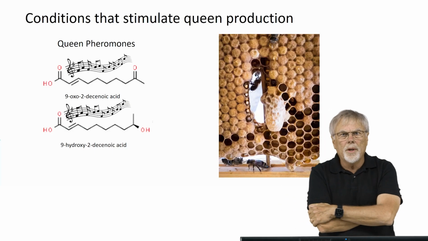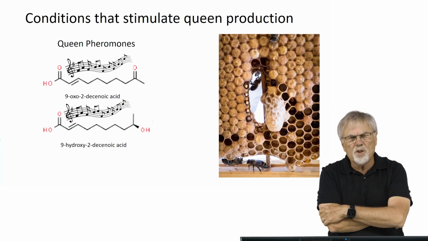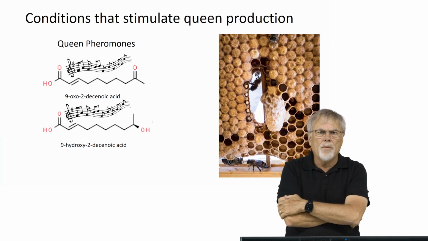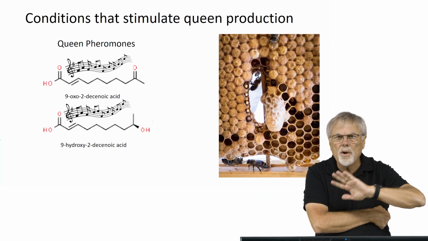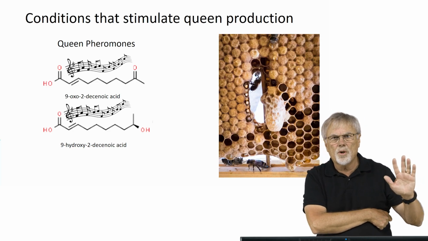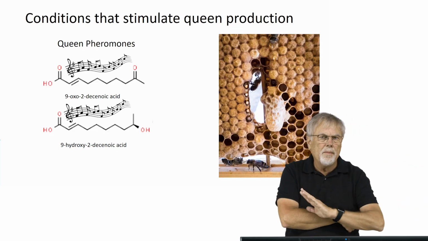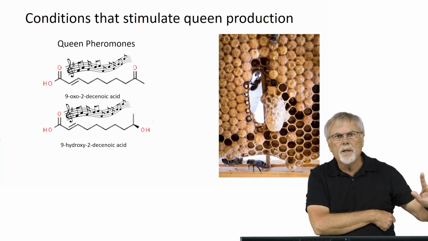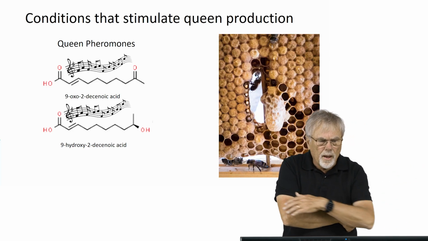Bees raise queens under very specific conditions. They only raise them at certain times of the year. They don't raise very many of them. They may raise 200,000 workers over the course of a season, but maybe they'll only raise 10 or 20 queens if they happen to swarm.